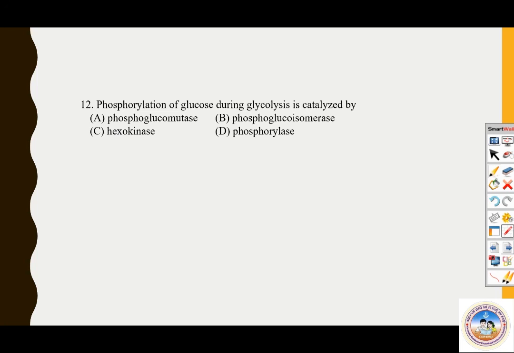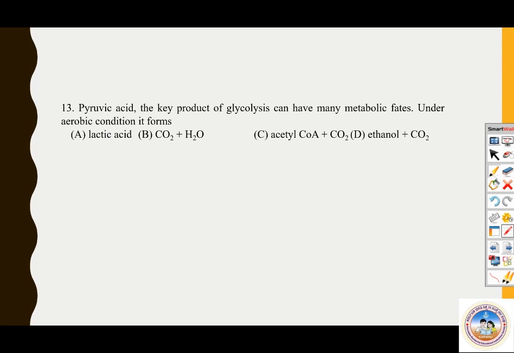Pyruvic acid, the key product of glycolysis, can have many metabolic fates under aerobic condition. What does it form? Usually what will be formed, children? Under aerobic condition, it forms acetyl CoA plus carbon dioxide. The answer is acetyl CoA plus carbon dioxide.